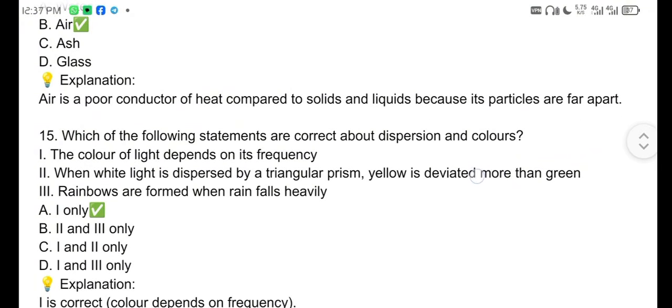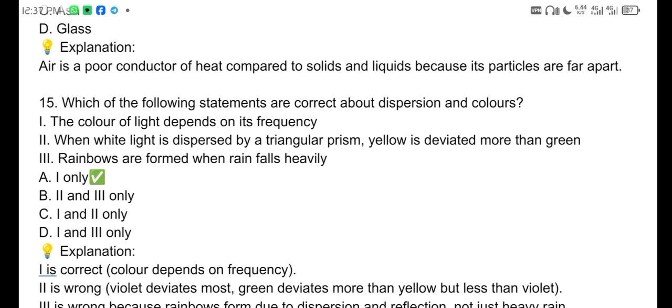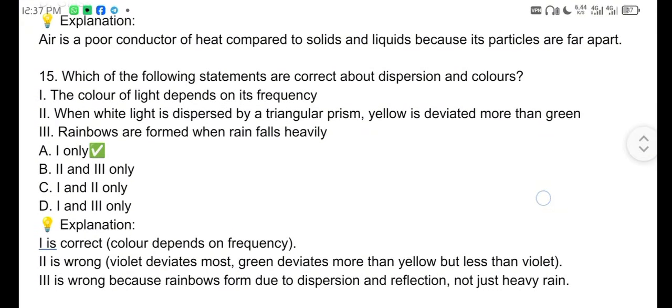So the next question here says, which of the following statements are correct about dispersion and colors? One, the color of light depends on its frequency. Two, when white light is dispersed by a triangular prism, yellow is deviated more than green. Three, rainbows are formed when rain falls heavily. So first statement, yes, the color of light depends on its frequency, very true. The next says, when light is dispersed by a triangular prism, yellow is deviated more than green.